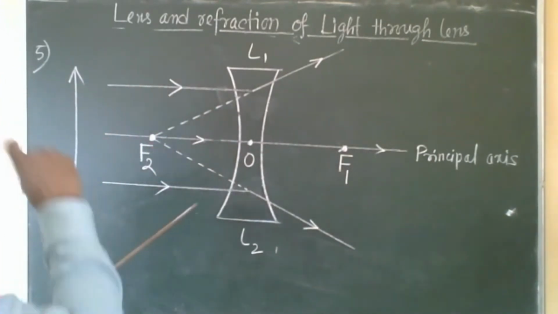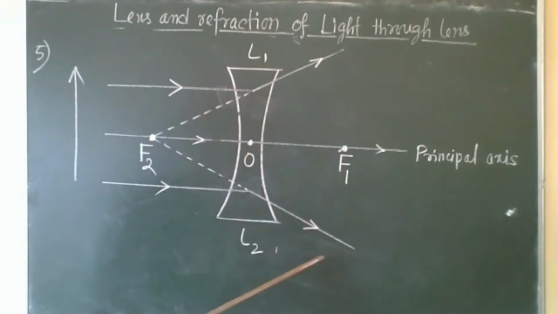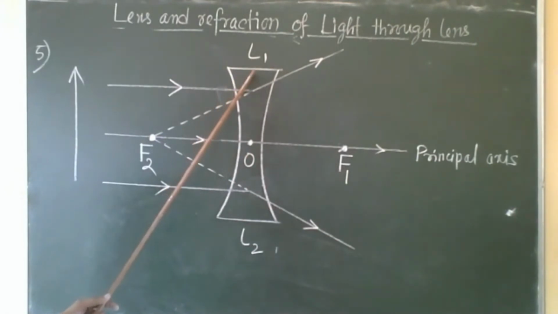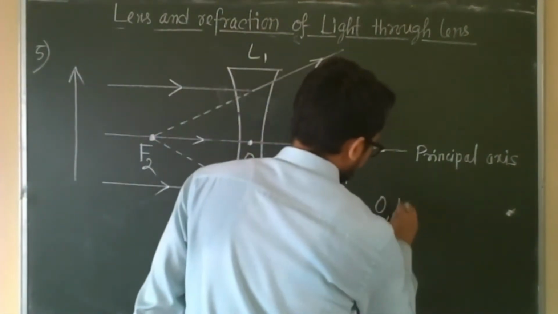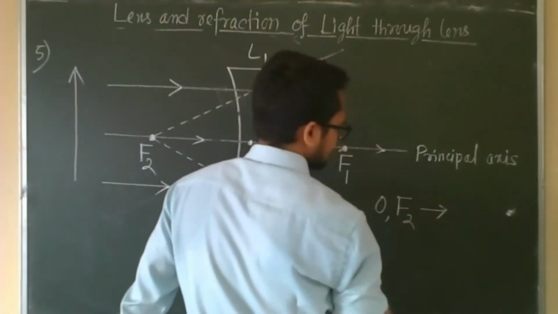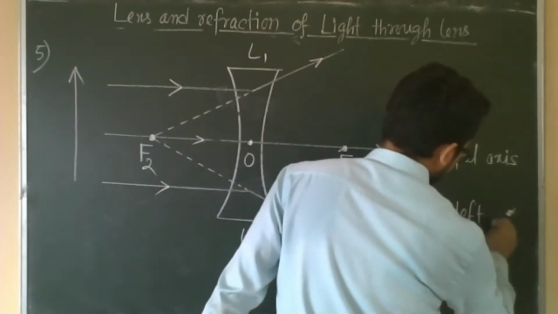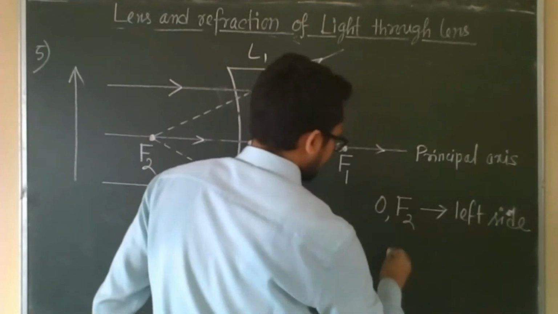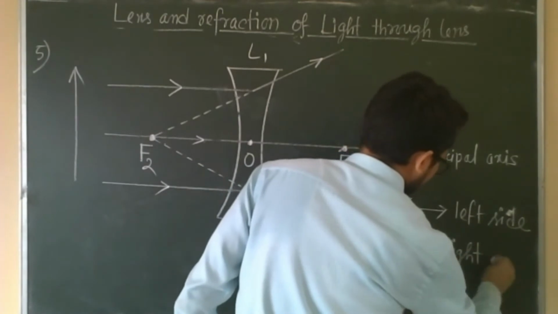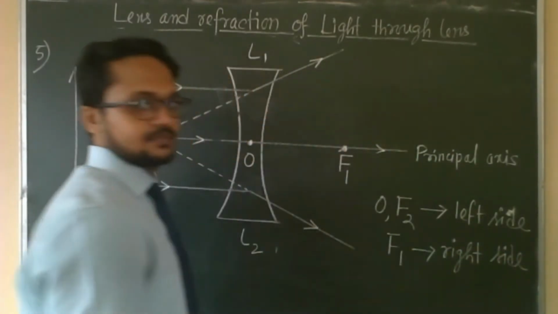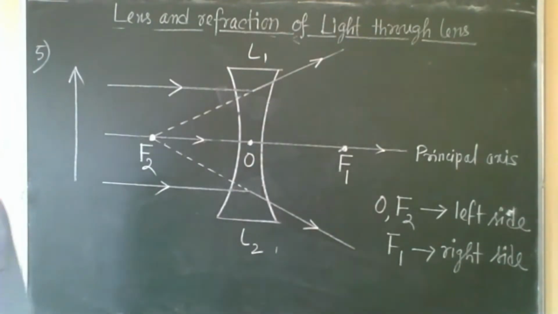So, incident light is parallel, and the refracted light is not converging at a point here, because this lens is a diverging lens. But if we extend them in the backward direction, they meet at some point on the principal axis. That point is called the second focus. So here, object O and the second focus are on the left side, on the same side of the lens. And the first focus is on the right side of the lens. Clear? So these are the foci.